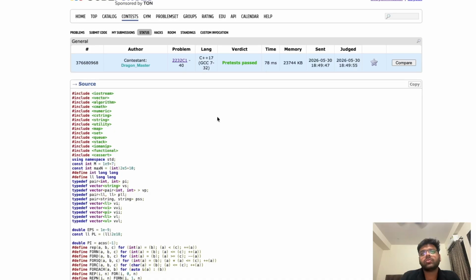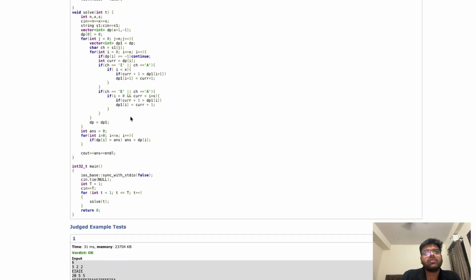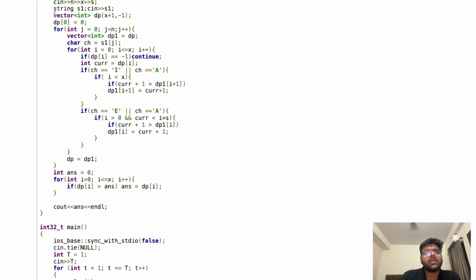In the code, what I've done is I've initialized the DP array of the total number of tables, initialized to -1. Now for each particular person, I'm maintaining a DP1. DP1 is the actual state I'm maintaining. For each person, if your current personality is introvert or ambivert, you have the possible option of opening a new table. In that case, if your current plus 1 is greater than DP1 of I plus 1, and your I is less than X, meaning you have the capacity to take the tables, you simply take the maximum of both of them, right?